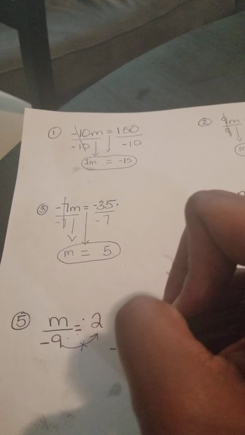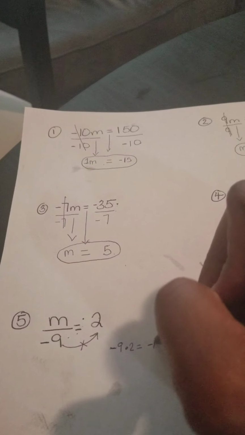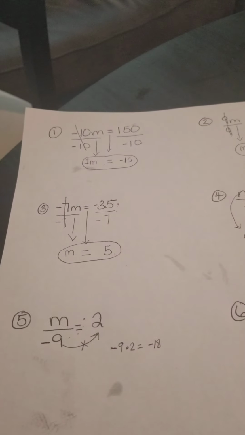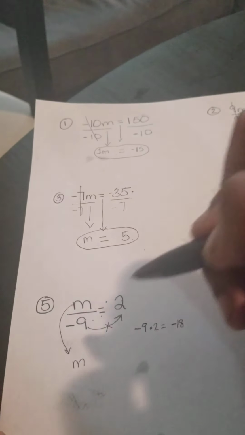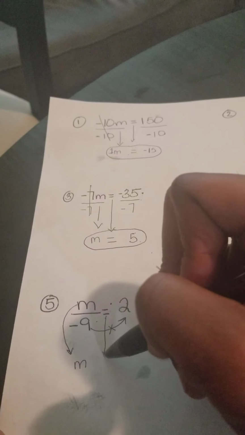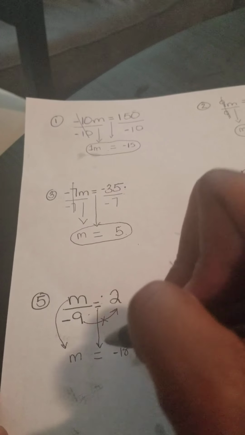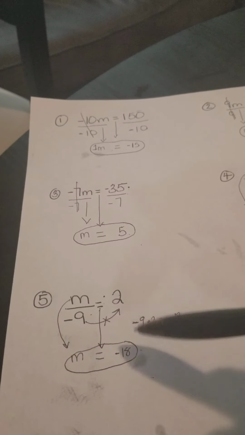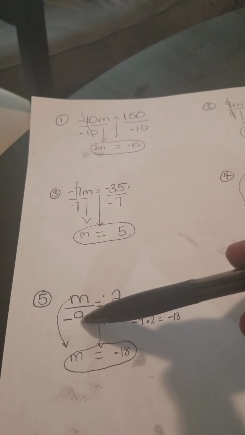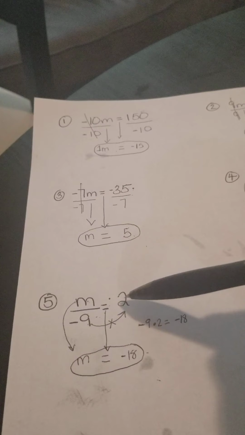So -9 times 2. 9 times 2 is 18. So I have 18, and then I just put my negative or minus sign in front of it. I bring down my m. I bring down my equal sign. And then I just put my negative 18 there. And if I want to check it, negative 18 divided by negative 9 gives me 2, because a negative and a negative creates that positive there.